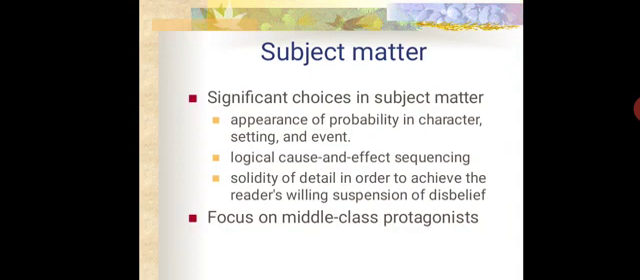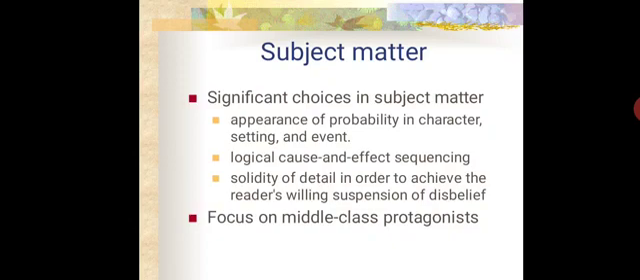See, what is the subject matter? Significant choices in subject matter. Appearance of probability in character, setting, and event. See, characters are from real life situations. Setting is from the cities or villages, and events are whatever happened in our life. Logical cause and effect sequencing. There is a logical sequence. Whatever happened in our life is presented in the same manner. Logical cause, we can believe in it, and effect sequencing.